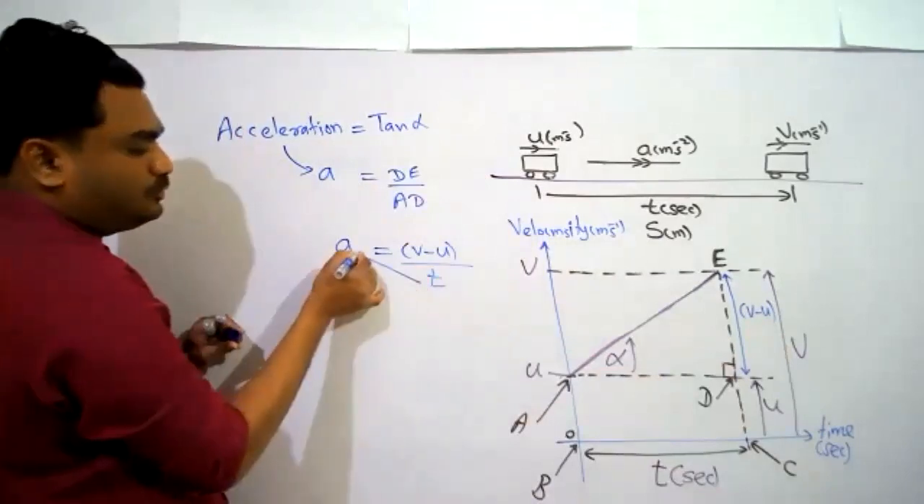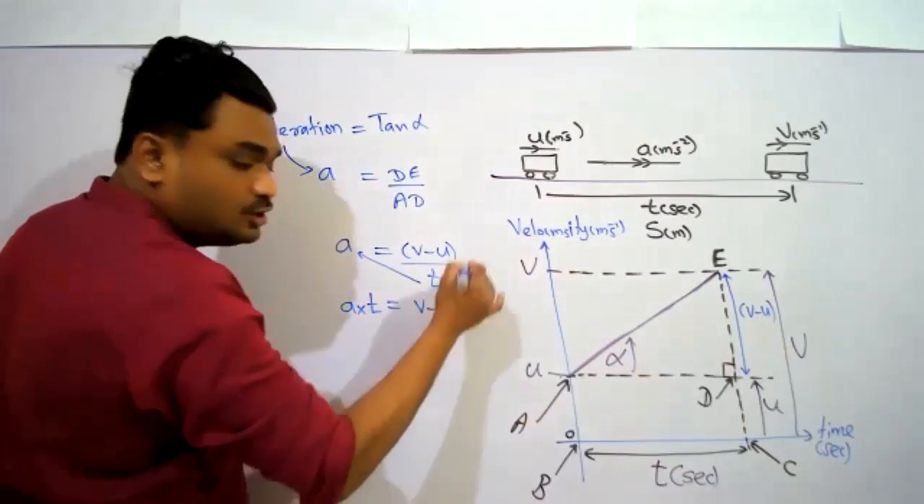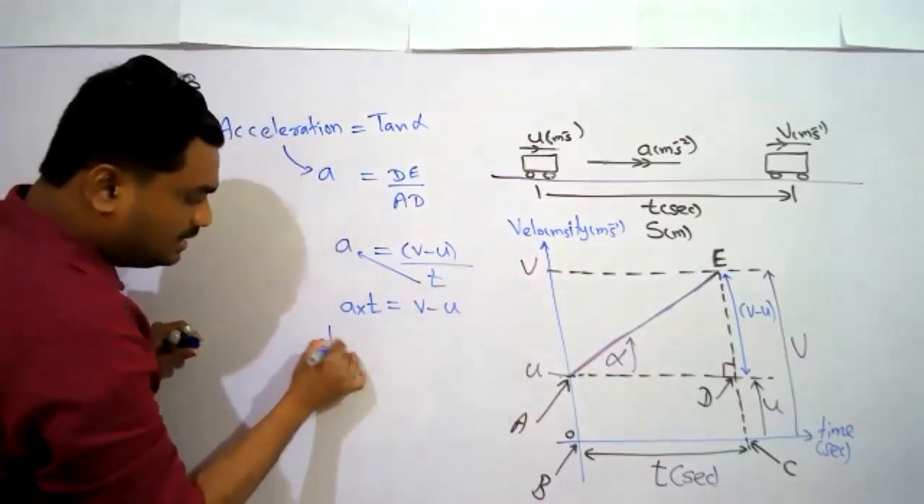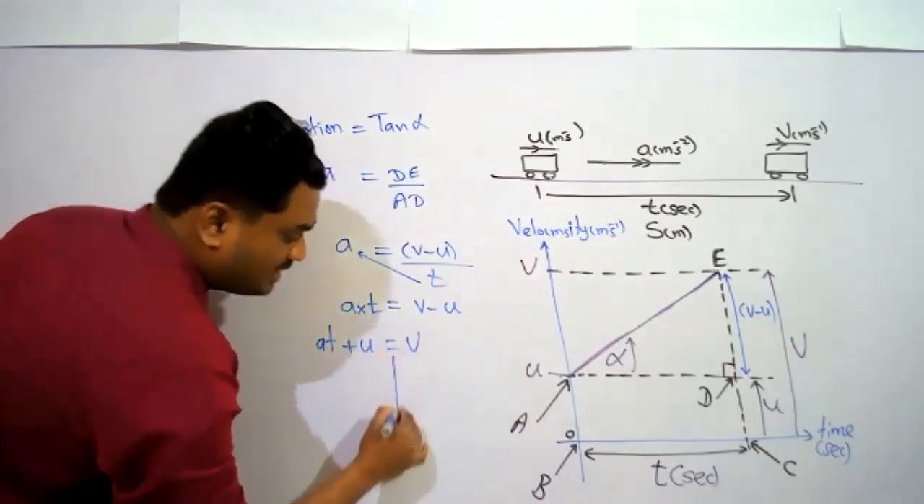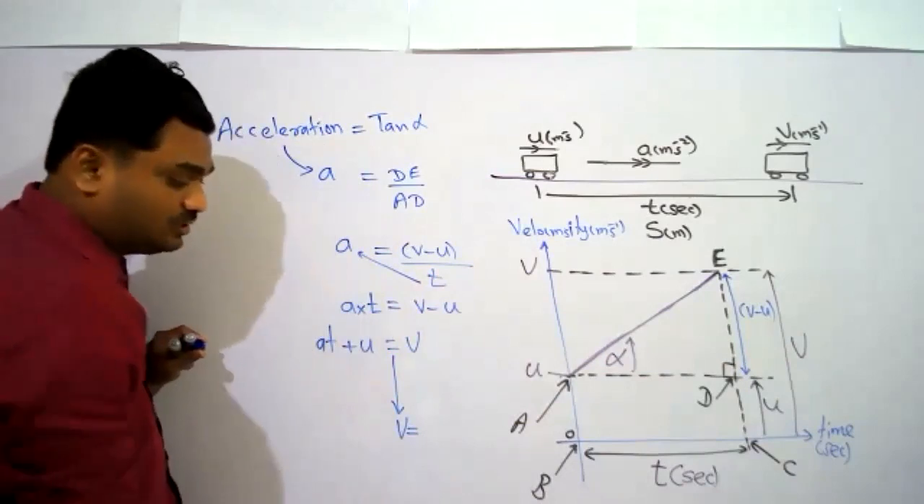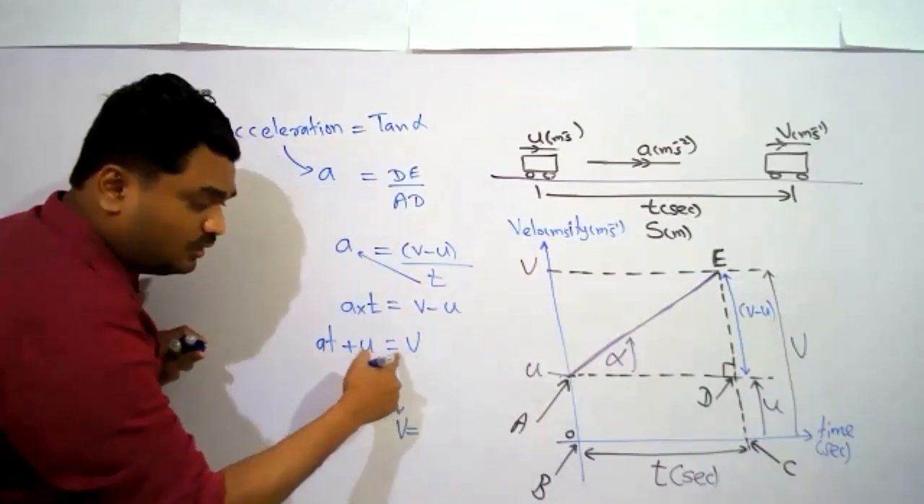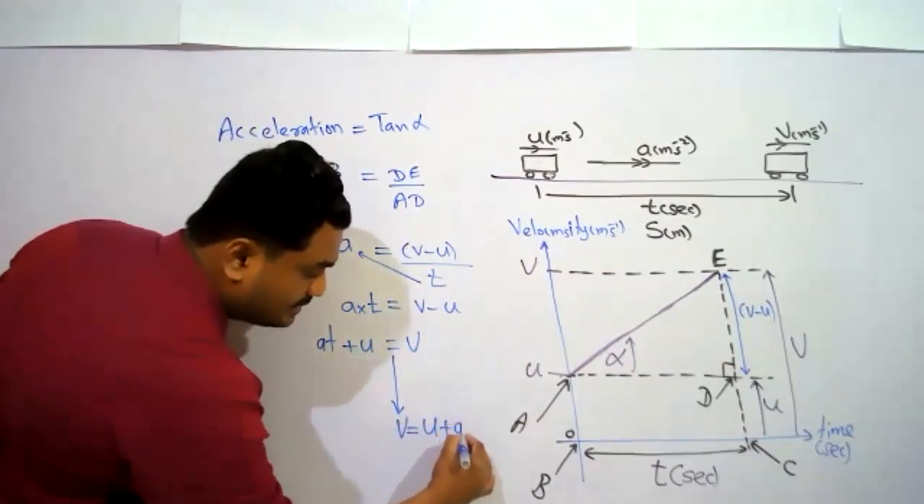Now let me take T to this side. A times T equals V minus U. Taking minus U to this side as plus U, we get U plus A T equals V. So what is this here? This is our first linear motion equation: V equals U plus A T.